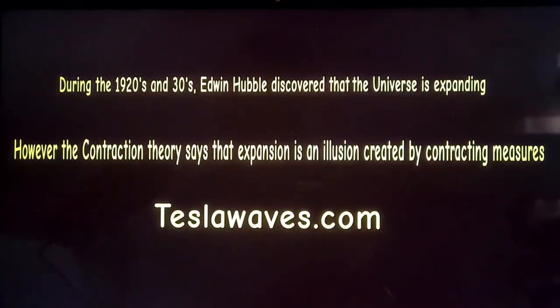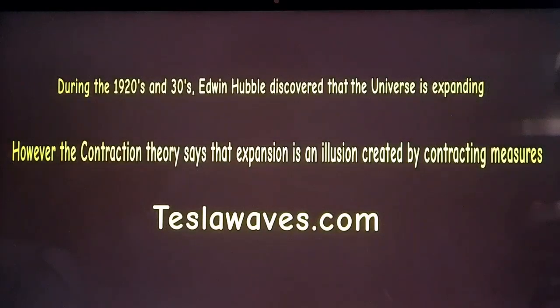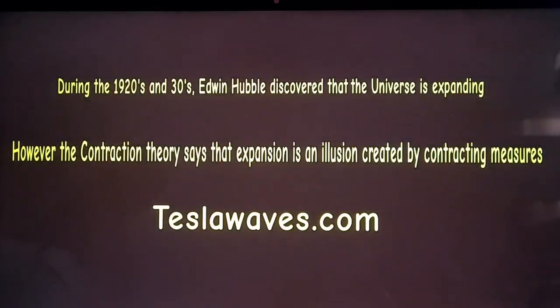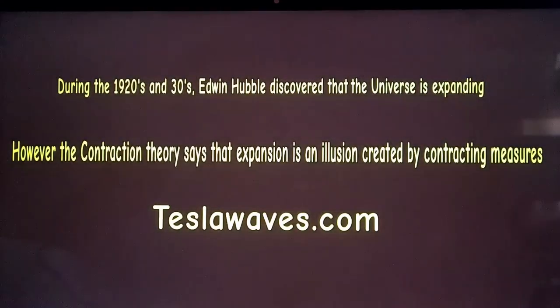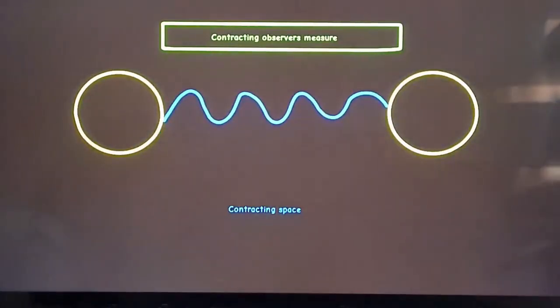Hi, in my last video I explained how the universe is contracting rather than expanding. Now I want to explain redshift, which according to the contraction theory is an illusion, so we don't need dark energy. This is how a contracting universe would appear.